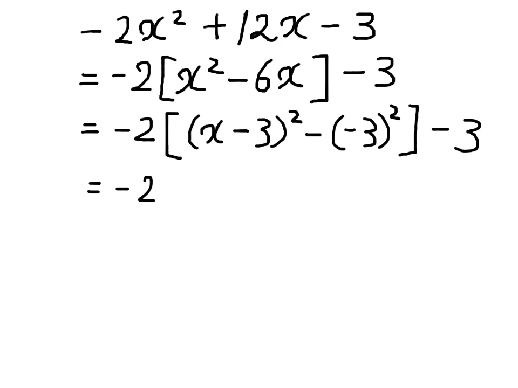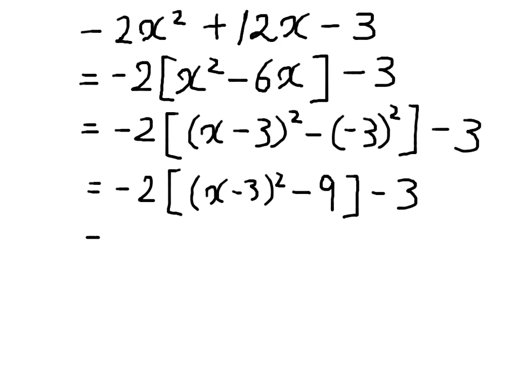Next, minus 2 square bracket, x minus 3 squared, minus 3 squared. Minus 3 times minus 3 is 9, so you're going to do minus 9. Close bracket, minus 3 still outside. So next thing you're going to do is expand the bracket. You're going to do minus 2 times the round bracket and minus 2 times minus 9. And then you're going to write minus 3 at the end.